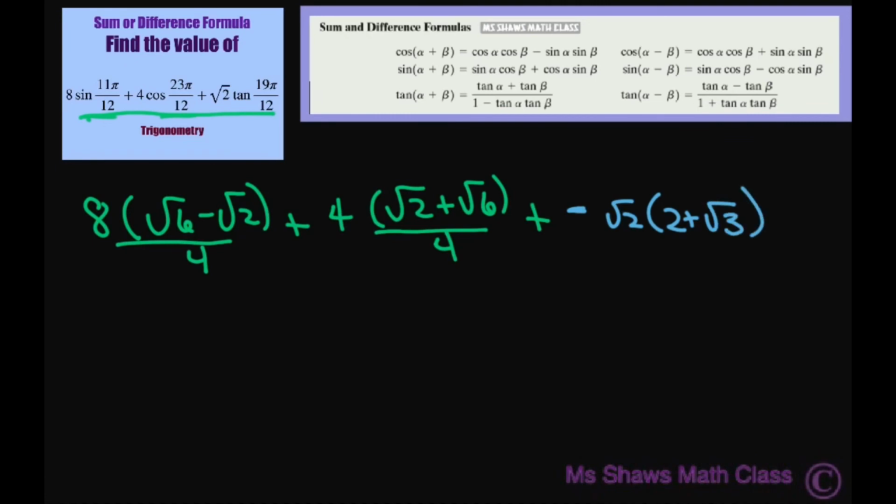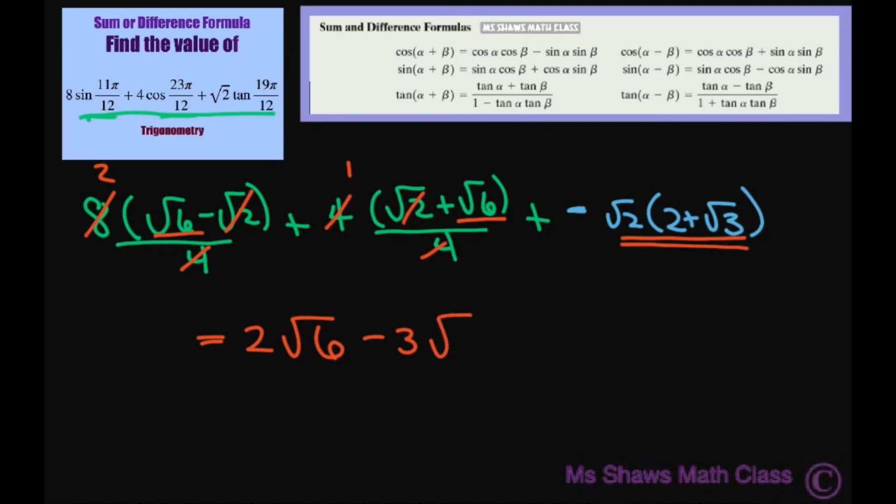All right, so this is all going to equal, this goes in 2 times, this is going to be 1. And so basically when you add all this up, you're going to get 2 square root of 6, because we have 2 of these. These 2 will cancel. And then you simplify this one, you're going to get minus 3 square root of 2. And that's your final answer.